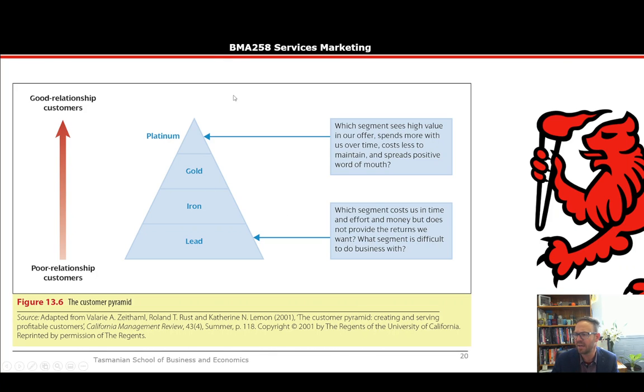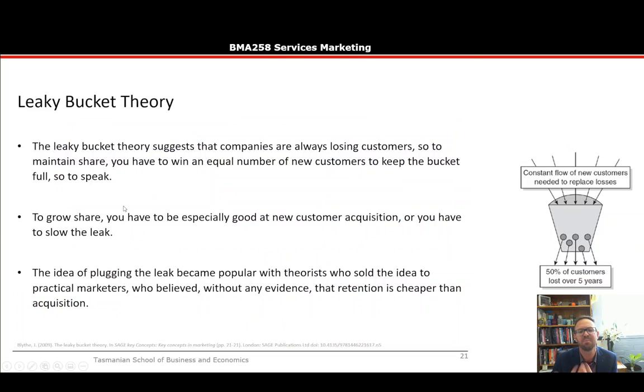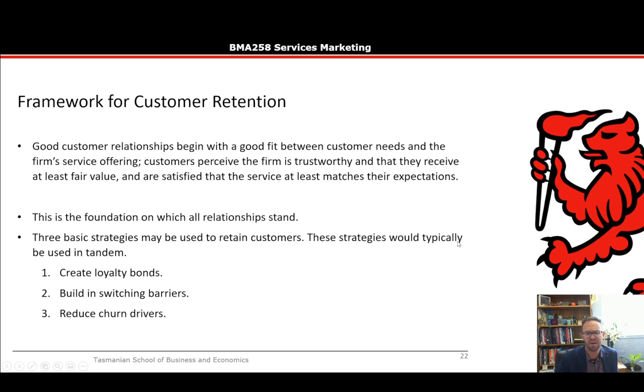So if I go back here and start talking about this customer value segmentation, this customer pyramid, it's a little bit harder to conceive how you're going to divide and segment markets based on our perception of customer value and how to measure that, rather than a leaky bucket theory. It's much easier to communicate. Right, so let's look at a framework now for customer retention.